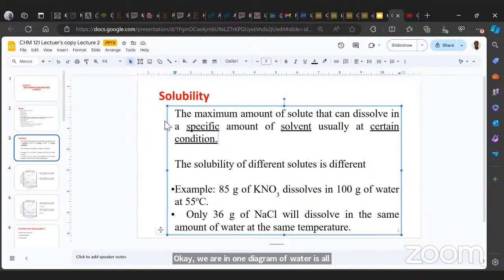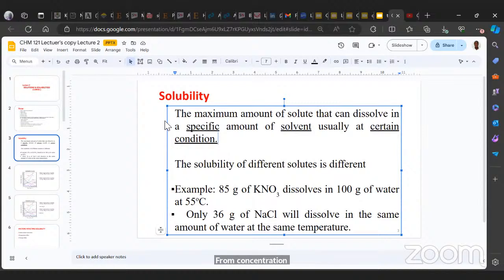So solubility is a measure of concentration. As you go higher, you see that sometimes we use solubility in exchange for concentration. But solubility refers to the maximum amount of solute that can dissolve in a particular amount of solvent under specific conditions. So in solubility, you must state the conditions. That's where it differs from concentration.